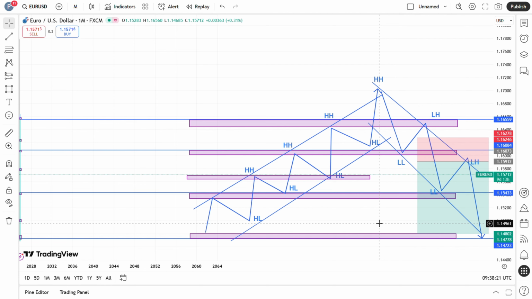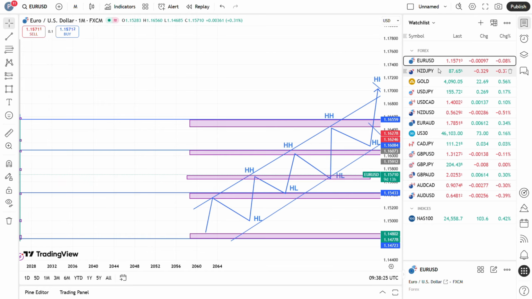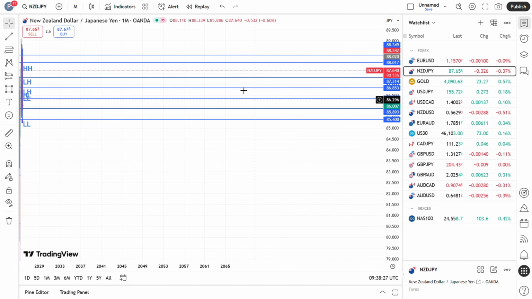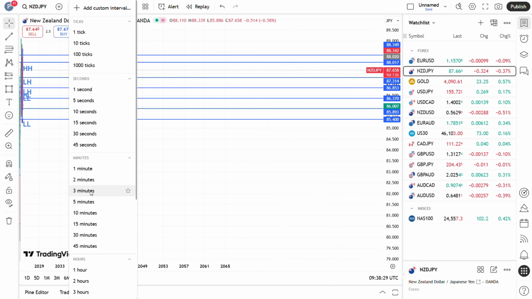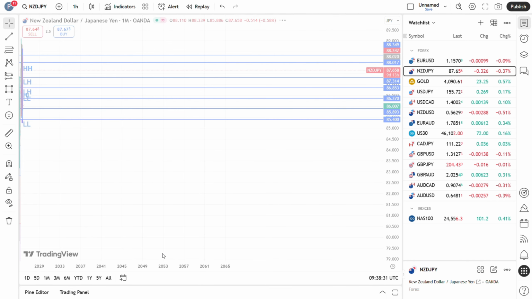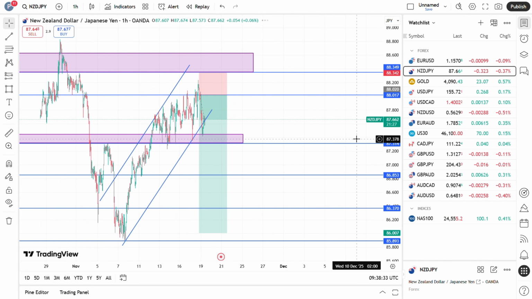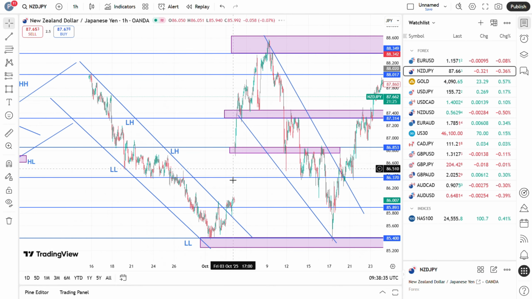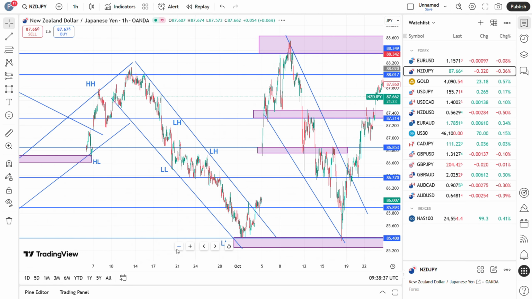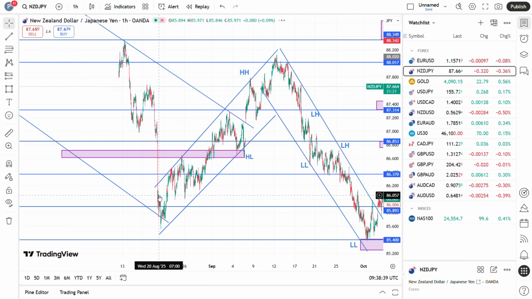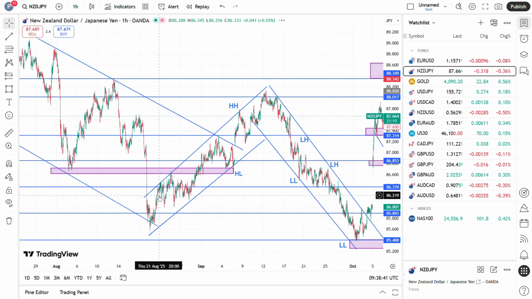So let us just get right into the chart. As you can see over here, we have NZDJPY. And as you can see, my chart always has support and resistance zones. Always.